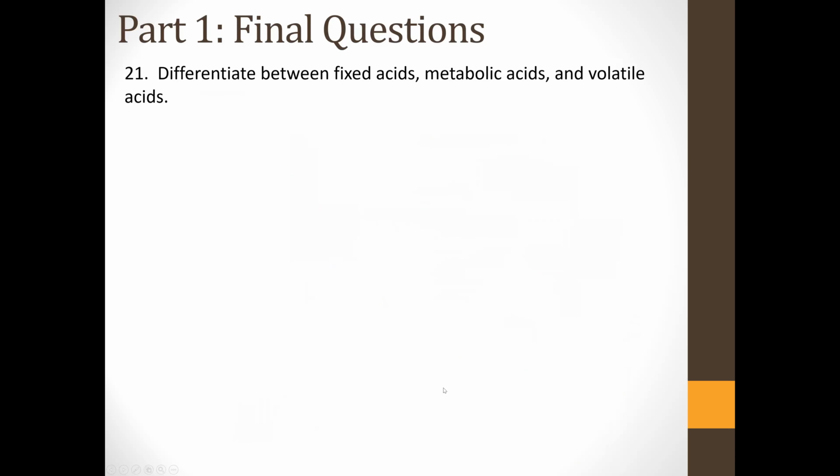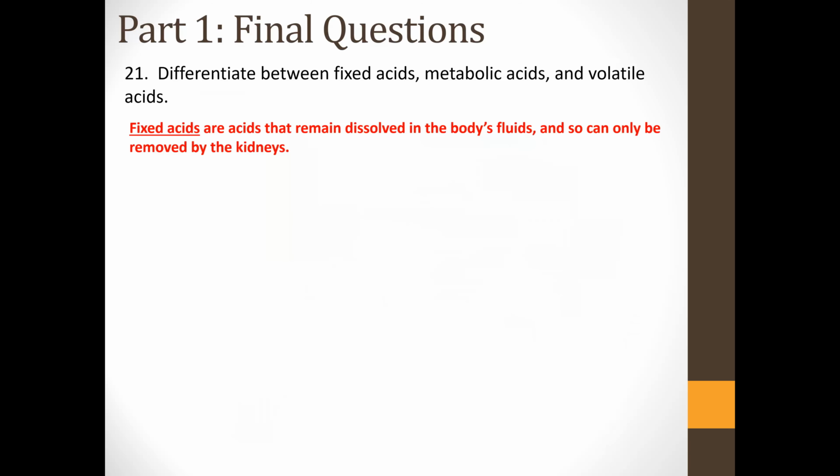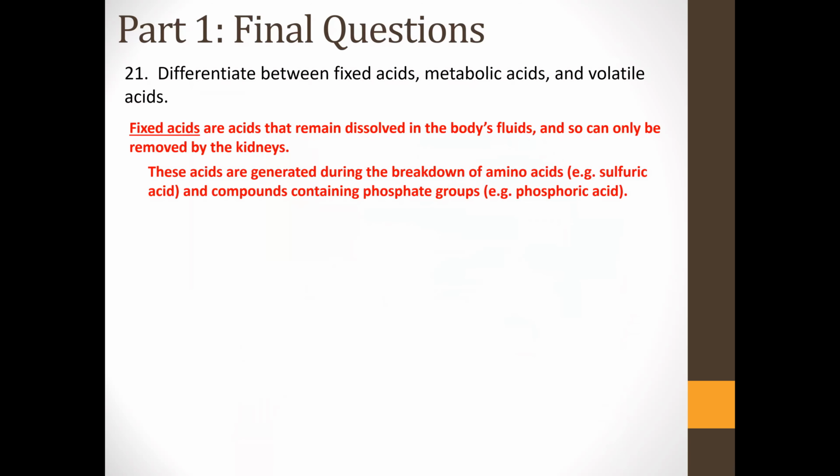Number 21, differentiate between fixed acids, metabolic acids, and volatile acids. Fixed acids are acids that remain dissolved in the body's fluids and so can only be removed by the kidneys. So they're fixed in the fluids until the kidneys can get rid of them. These acids are generated during the breakdown of amino acids, and this is how we get sulfuric acid, and the breakdown of compounds containing phosphate groups, and this is how we get phosphoric acid.